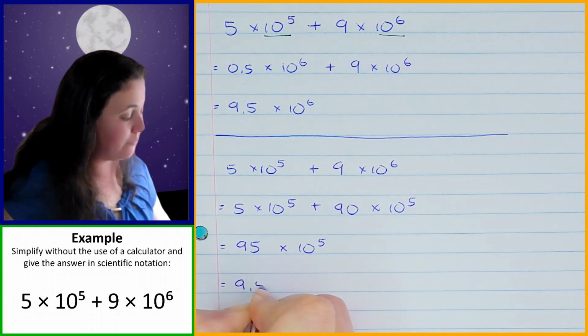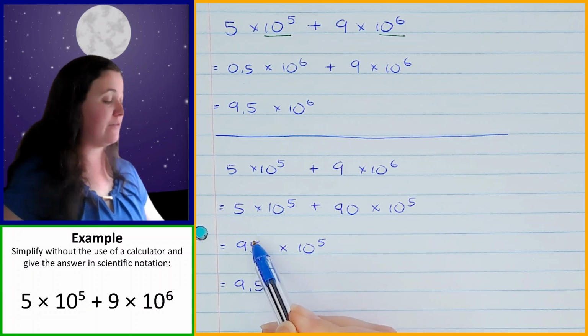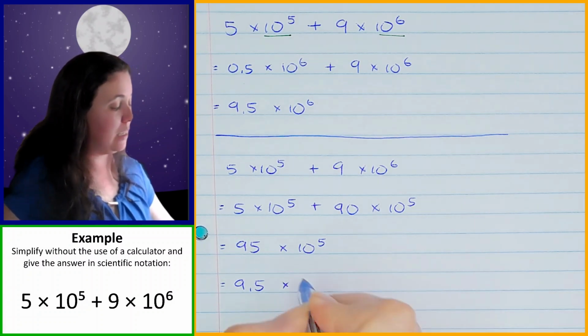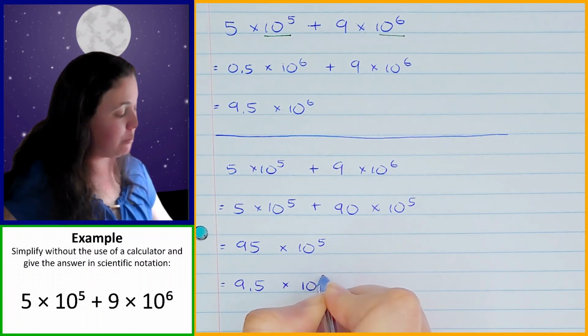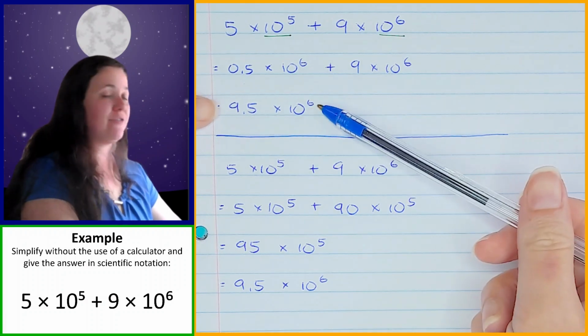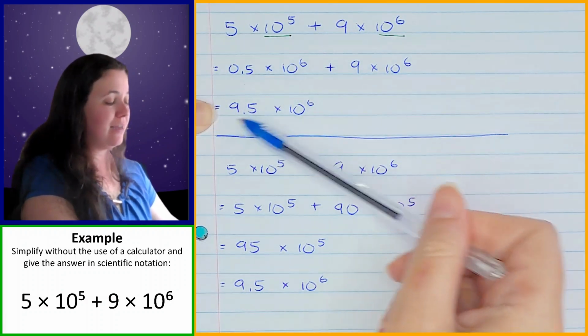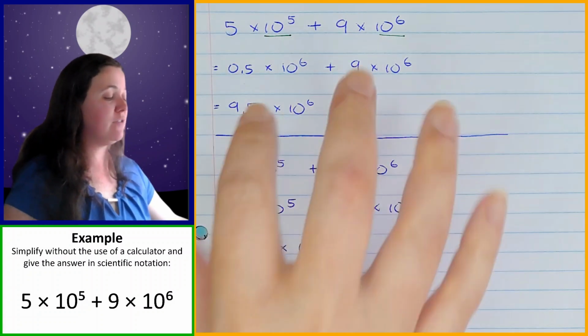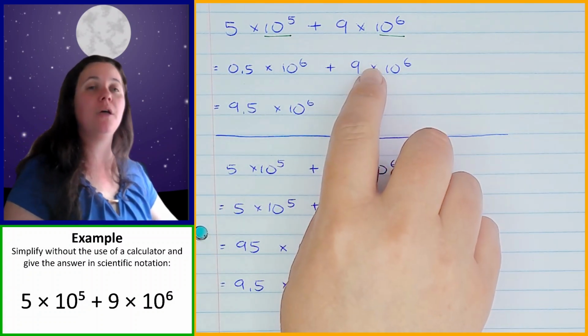So 9.5 is what I want. That means that I've divided this by 10, which means I have to do the opposite to that and multiply it by 10, which makes this become 10 to the power of 6, which is the same as what I got over there. But in this one, I didn't have to fix it because it was already a proper scientific notation.